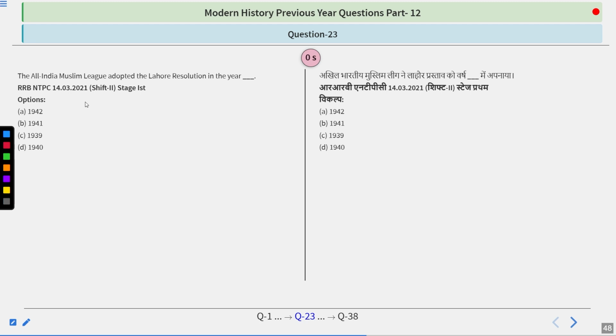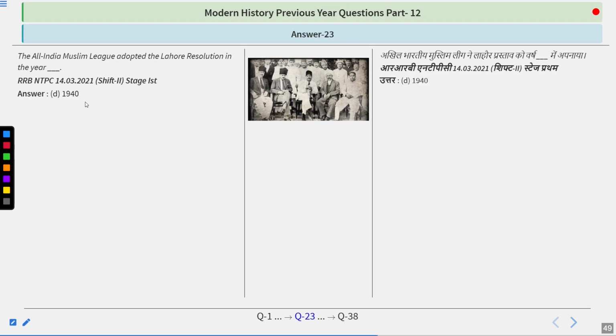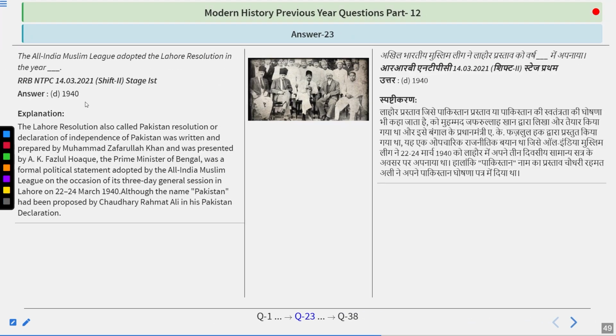And I guess your answer is right. The answer is 1940. The Lahore Resolution, also called the Pakistan Resolution or Declaration of Independence of Pakistan, was written and prepared by Muhammad Zafar Ullah Khan and was presented by A.K. Fazlul Haq, the Prime Minister of Bengal. It was a formal political statement adopted by the All India Muslim League on the occasion of its 3-day general session in Lahore on 22 to 24th March 1940.